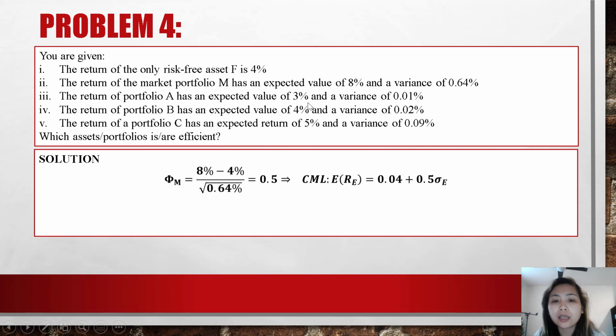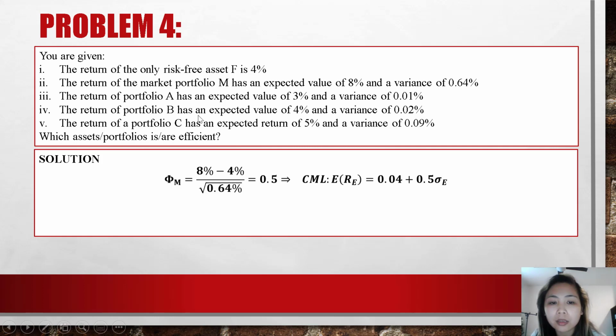If you look at A and you plug in 3% here and 0.01% here, you're not going to have an equal sign here, because 0.03 is already less than 0.04, so there's no way we can find a positive value of sigma E. So A is not on the capital market line. A is inefficient.